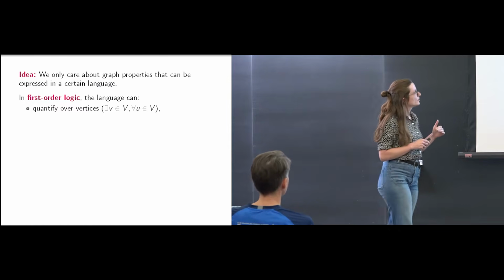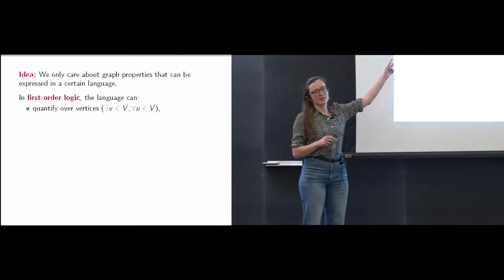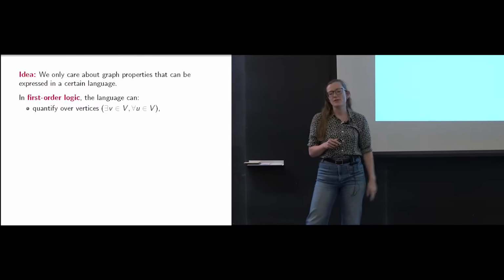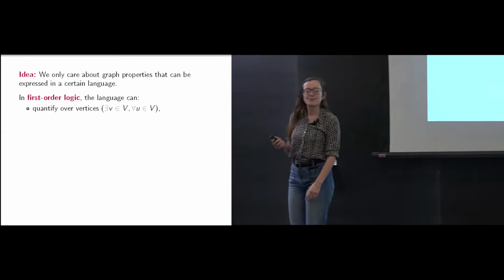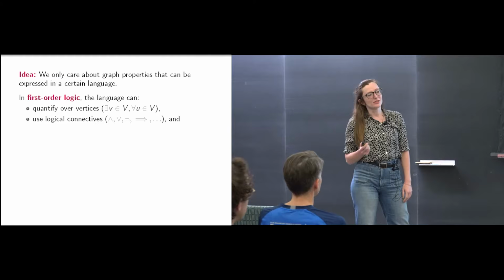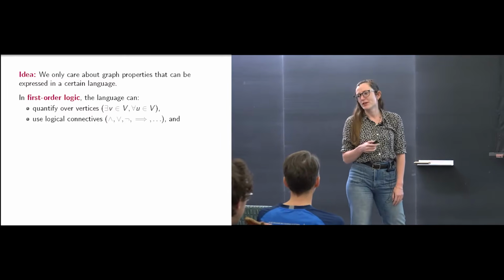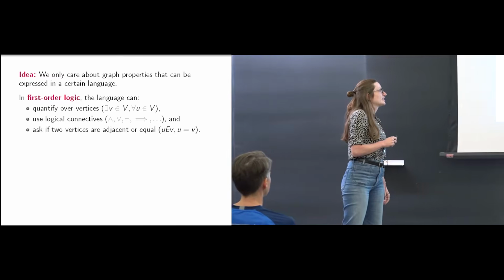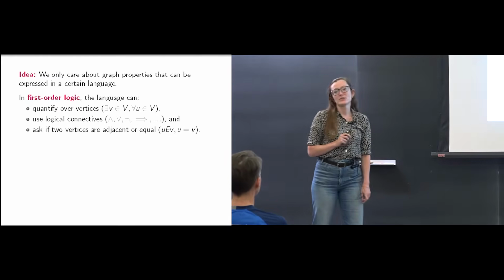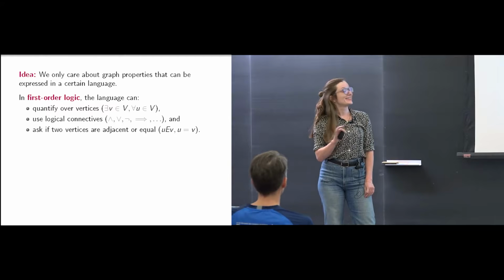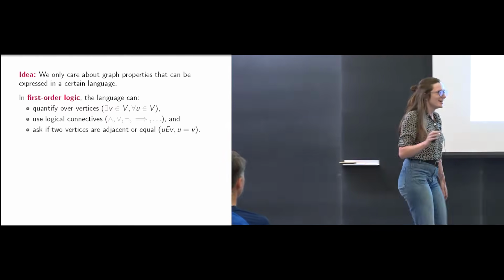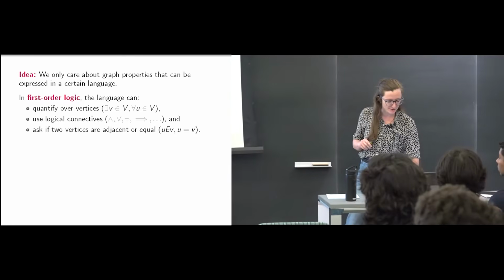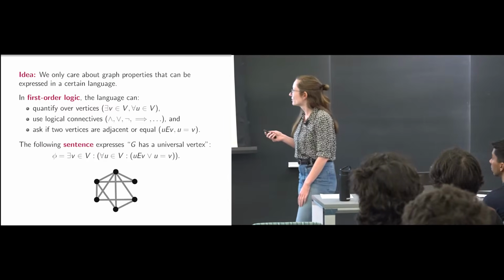So I'm allowed to quantify over vertices. I can say things like there exists a vertex v, and for all vertices u. I can use logical connectives, so and, or, implies, whatever you want in that regard. And I can ask if two vertices are adjacent or equal. And that's it. This is what I'm going to give as the complete definition of the first-order logic of graphs.